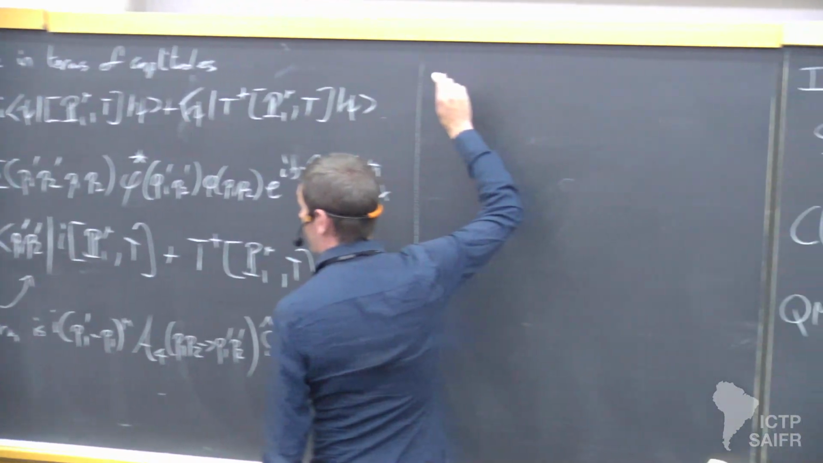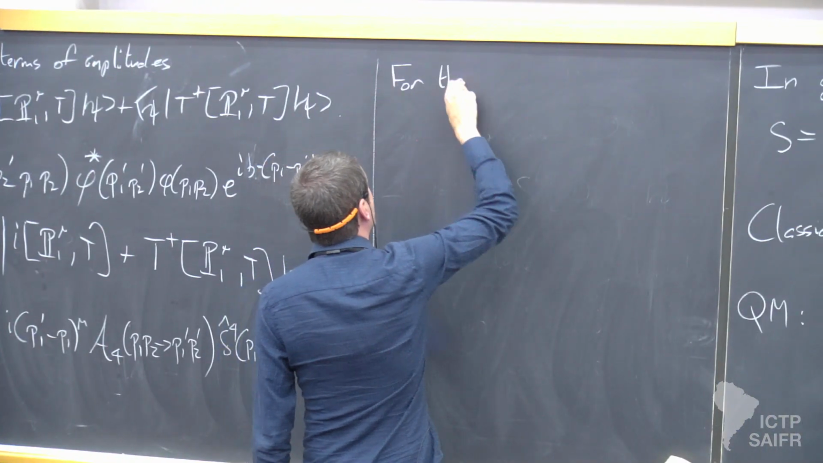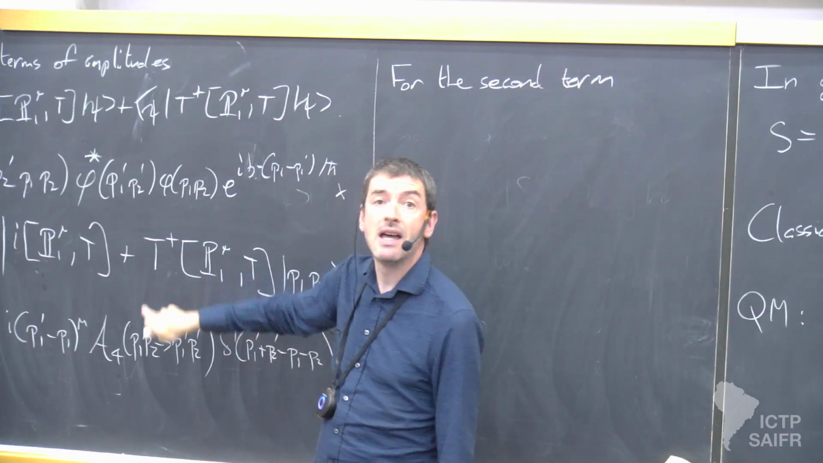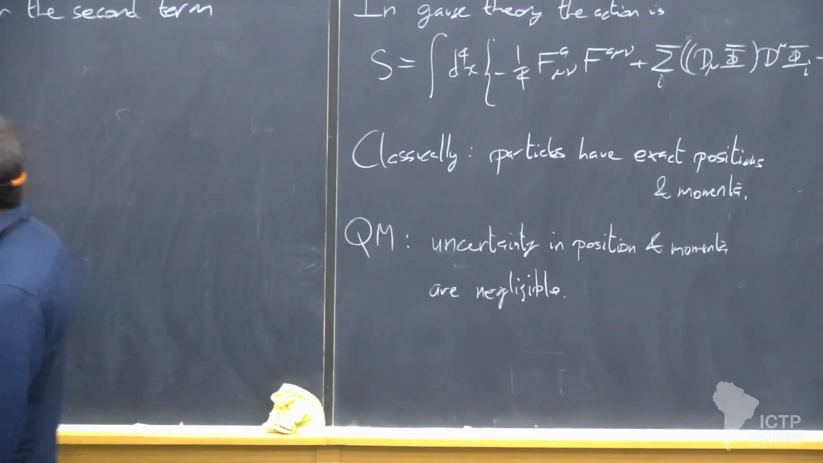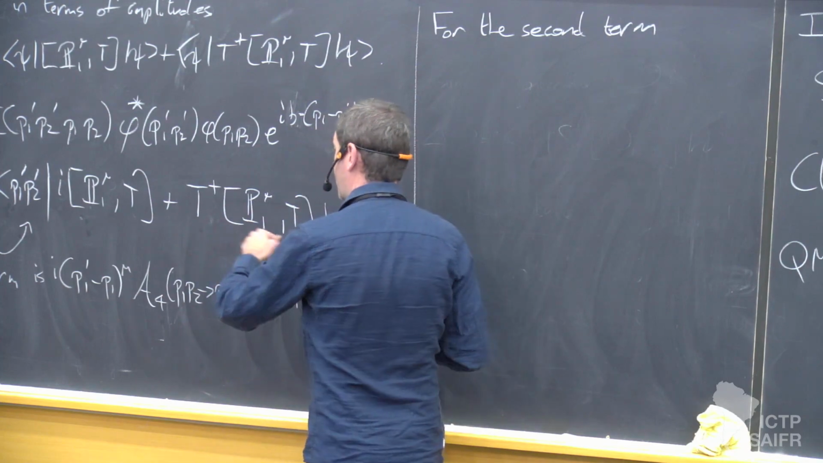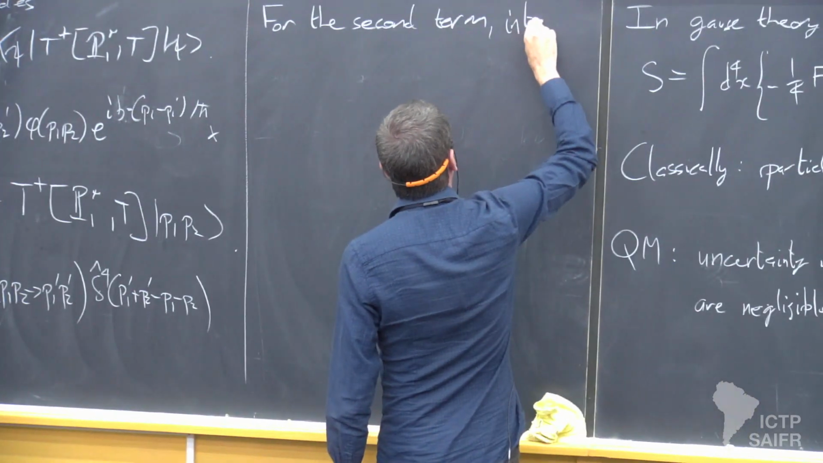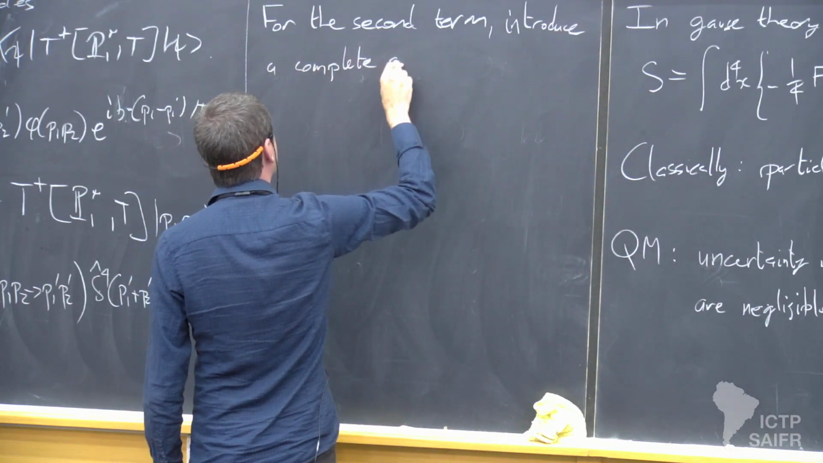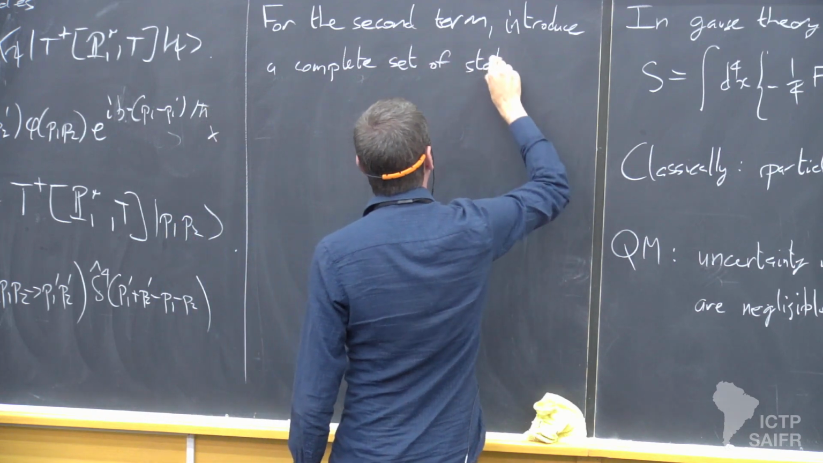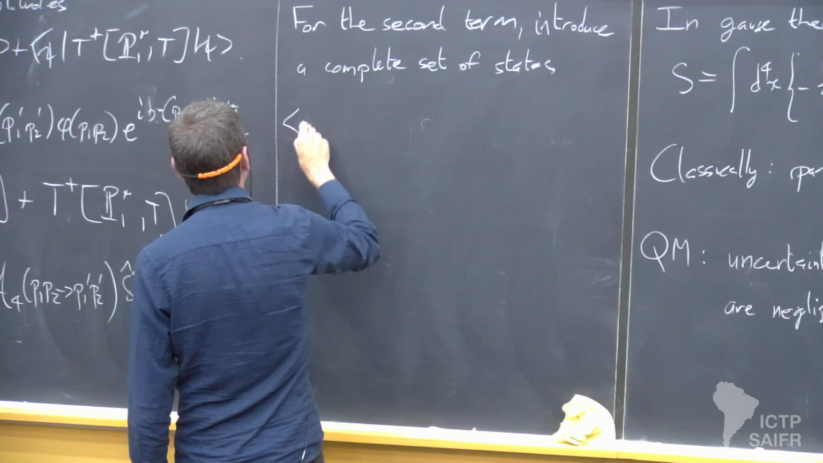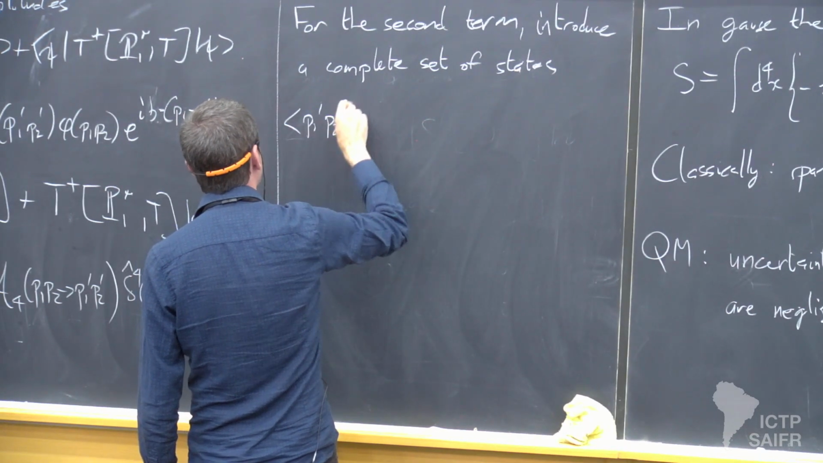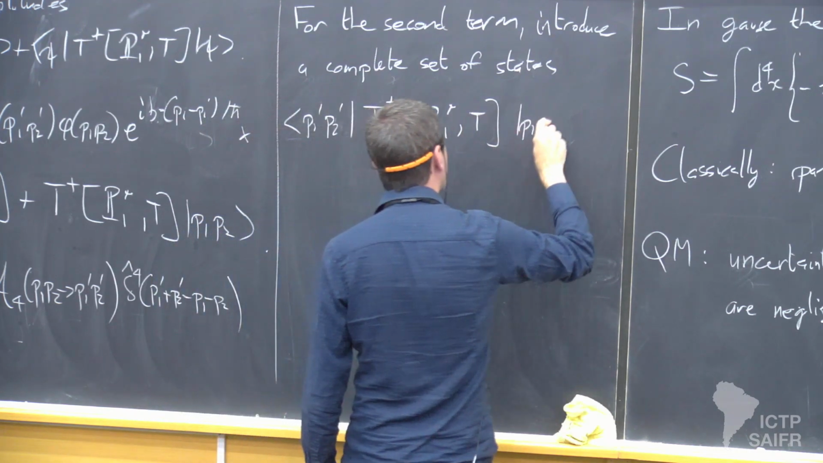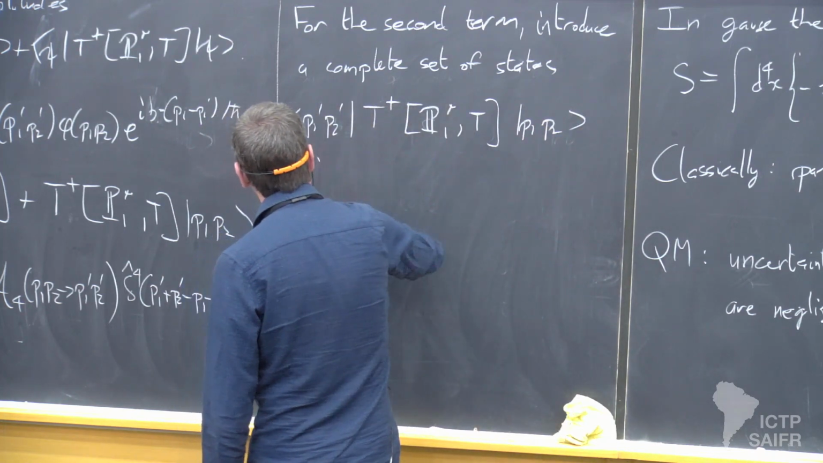Okay, the second term. There are a couple of ways of thinking about the second term. One simple-minded way is just to introduce a sum over states, so that I split up that T dagger and this T. So you have to introduce a complete set of states. You'll get P1, P2 prime, T dagger, P1 mu, T. So I'm going to introduce a complete set.